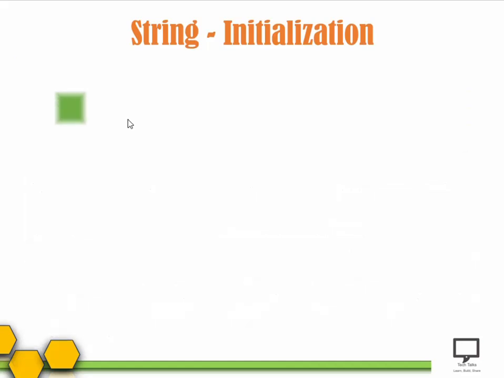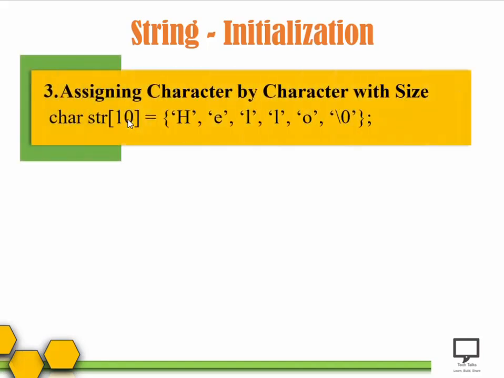Let's move forward to the third way of string initialization: I can also initialize a string character by character, again with a predefined size. Here we are assigning HELLO and a null character specifically as the last character of the string. This again is just the same as your array declaration. We can initialize an array the same way.